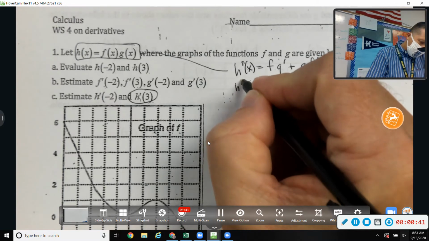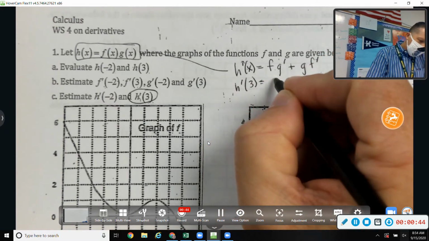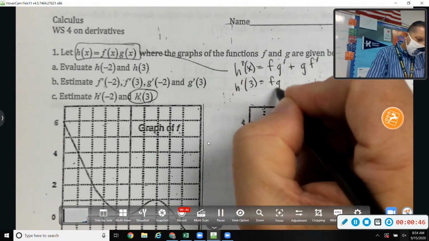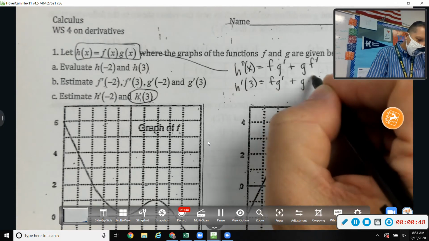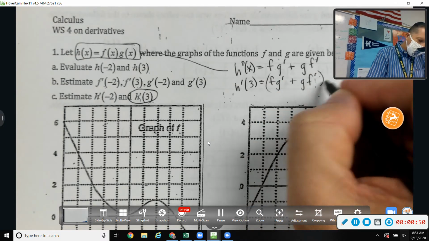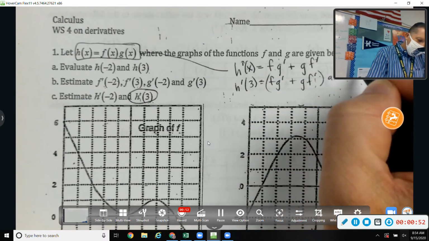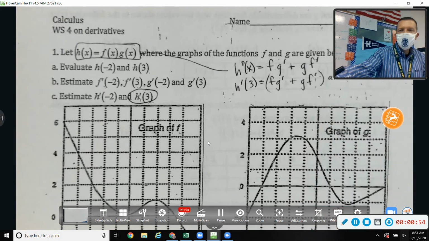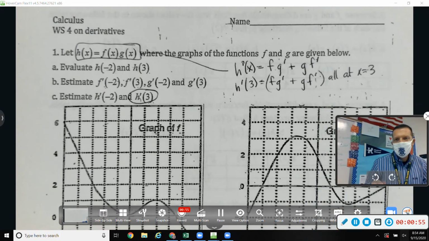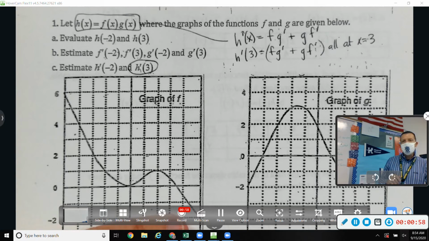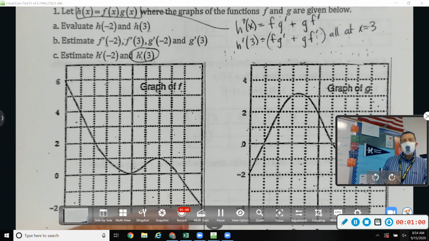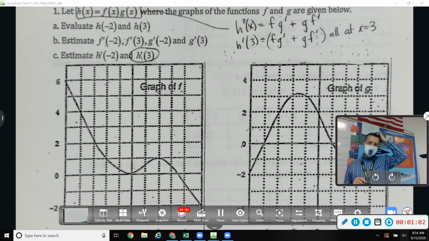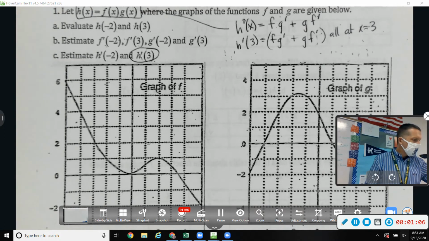So if I want h prime at 3, I'm not going to put parentheses 3 on all of those. I'm just going to say all at x equals 3. That's not really mathematically the right way to write that, but it's the lazy way to write that. So, see if I have enough colors to color code all of this.